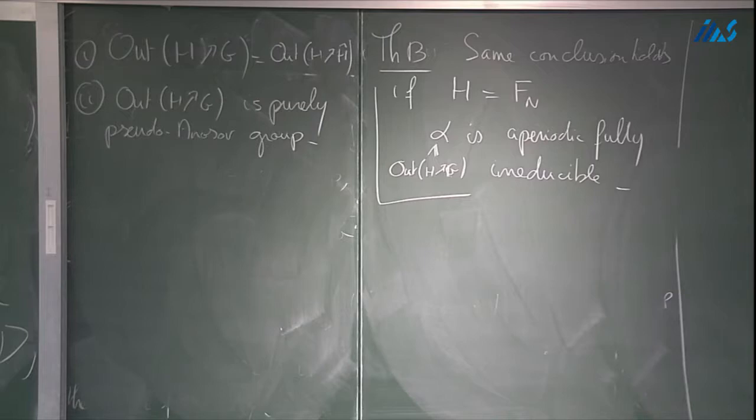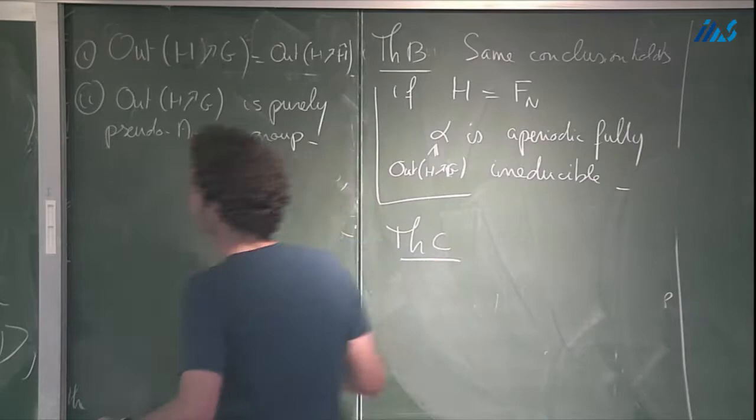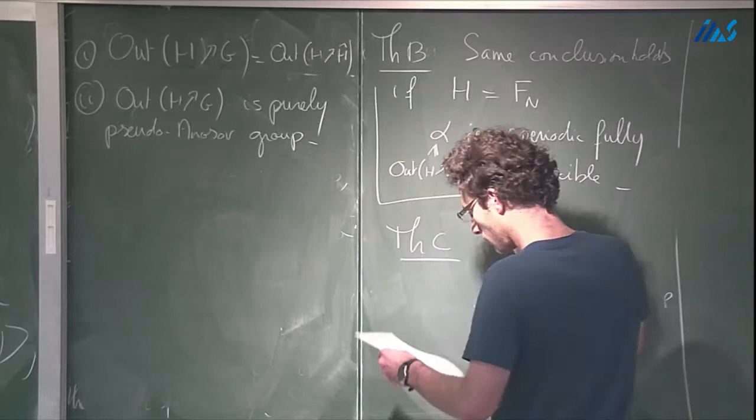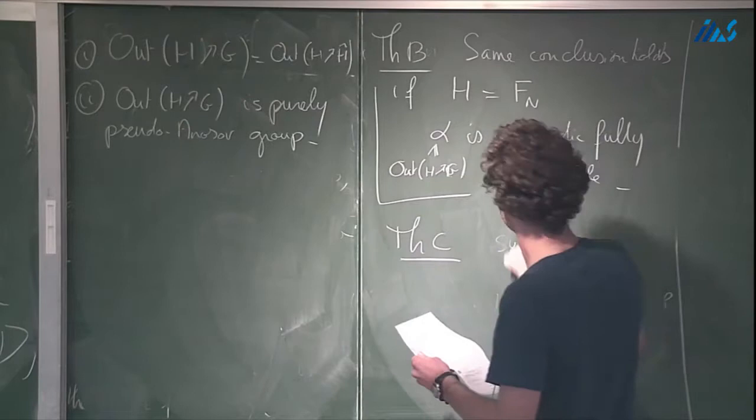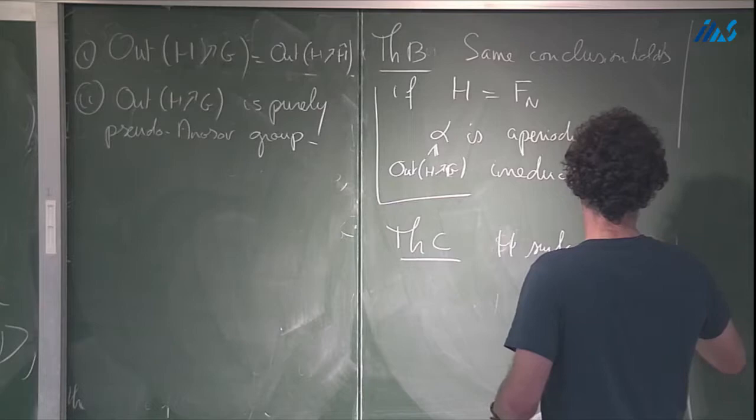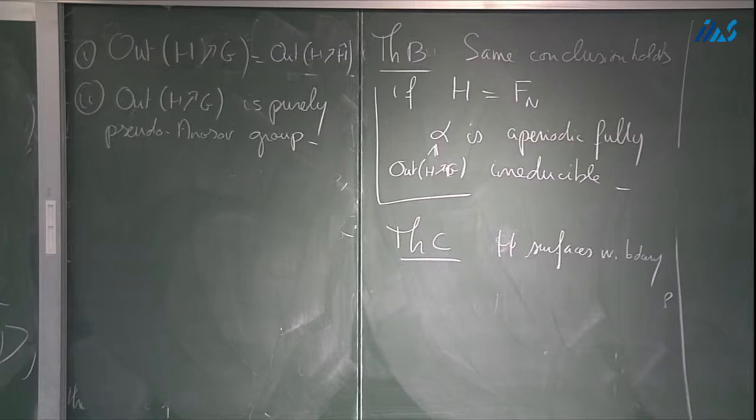So let me give another statement. There is a version for surfaces. Here that was about closed surface groups. There is a version for surfaces with boundary. Well, there are two options. Either you're here, and then you have to be quasi-convex and a finite index in a free factor, or you're there and you're definitely not quasi-convex.